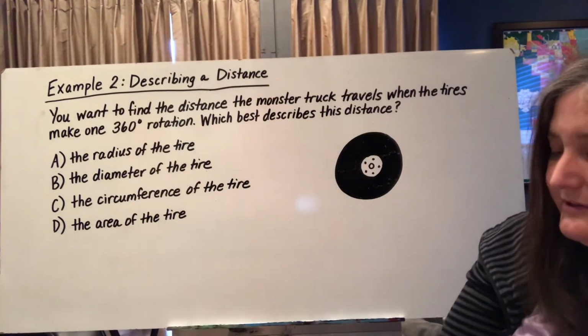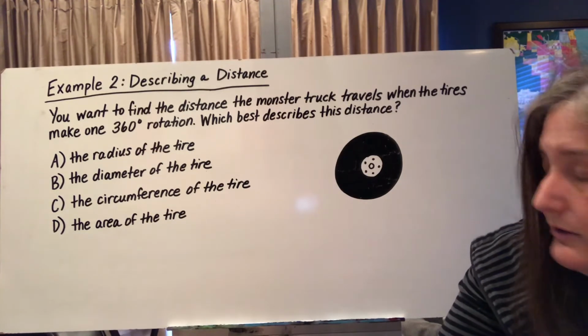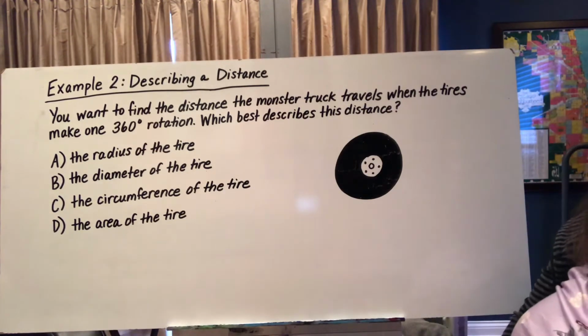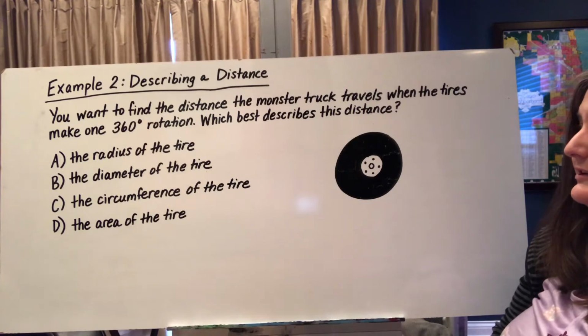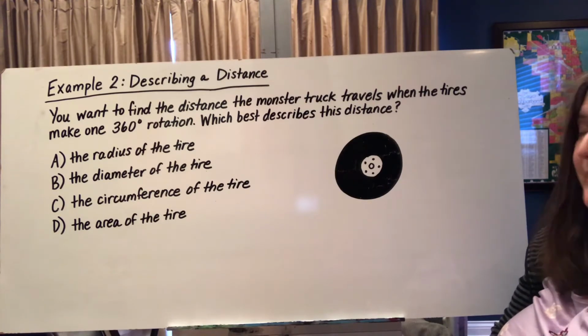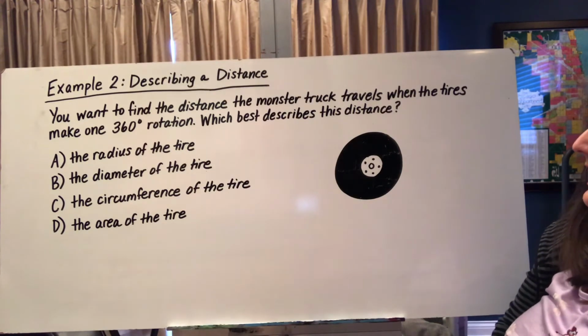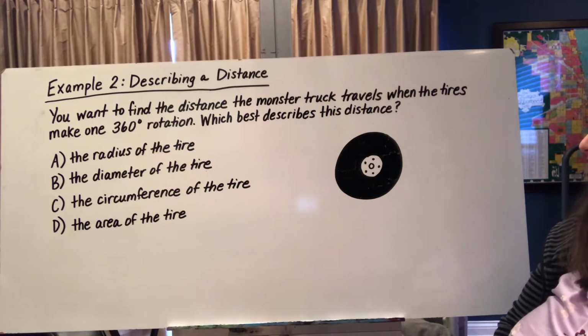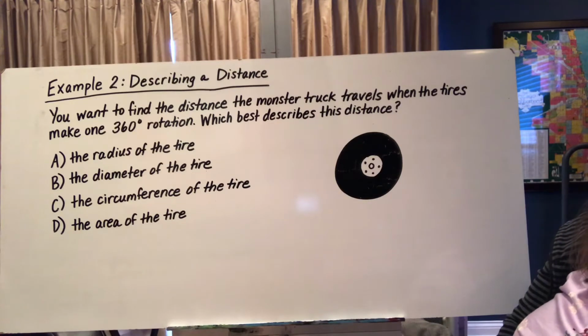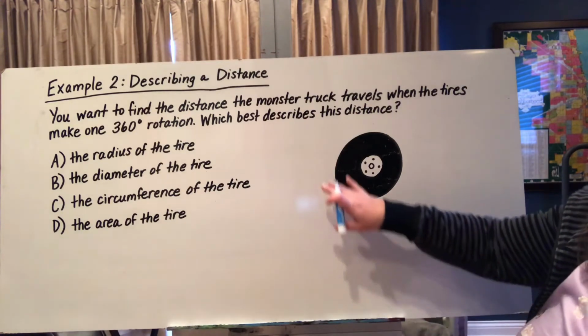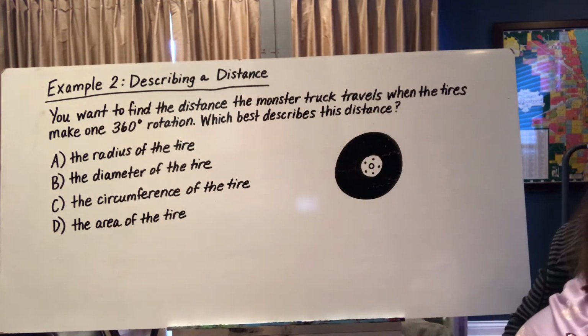Let's say we want to find the distance a monster truck wheel travels when the tires make a 360-degree rotation. Which would best describe this distance? So here's our monster truck wheel, and we want to know, when this monster truck is traveling and the tire is making a 360, a full circle rotation, what best describes the distance?